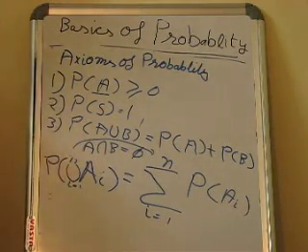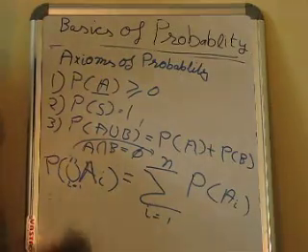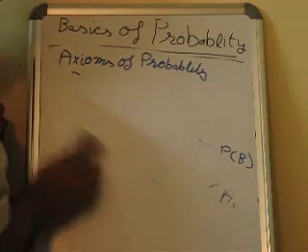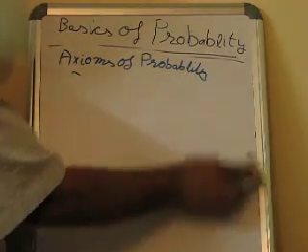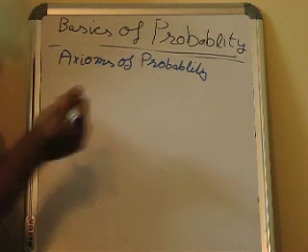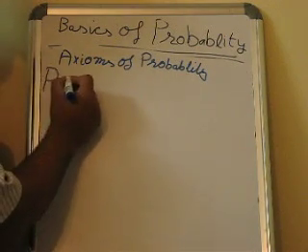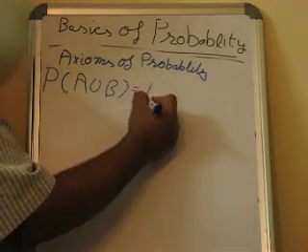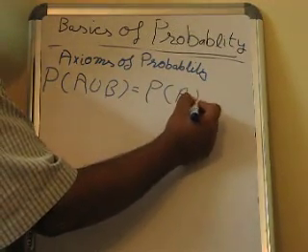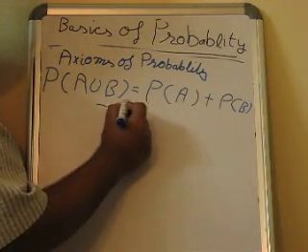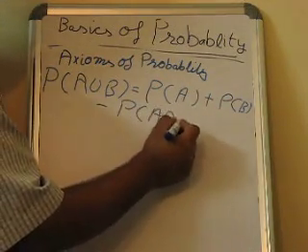But in case the events are not mutually exclusive, that means there are some common points between A and B, what will the equation be? That is, A intersection B is not phi. The probability of A union B is equal to the probability of A plus the probability of B minus the probability of A intersection B.